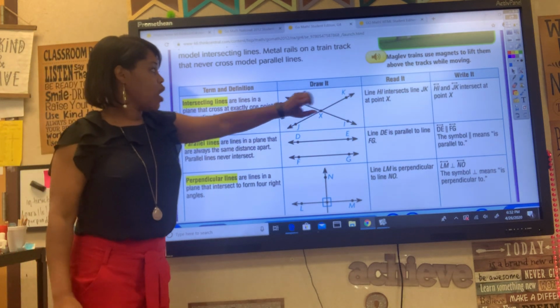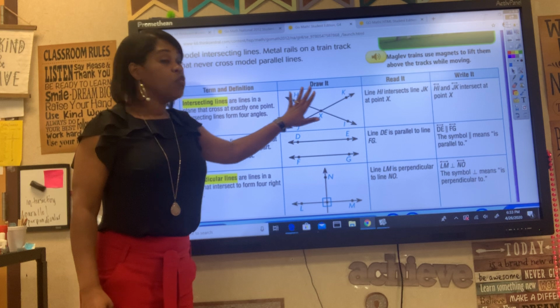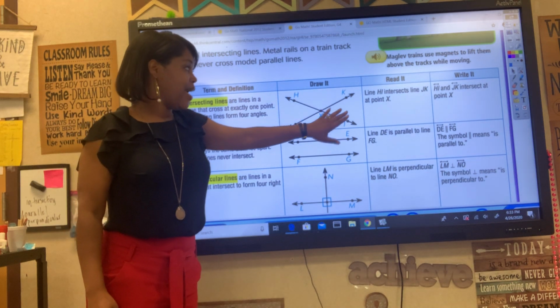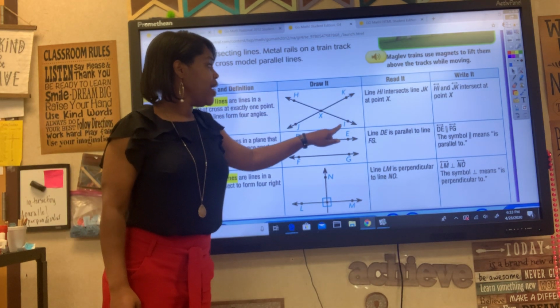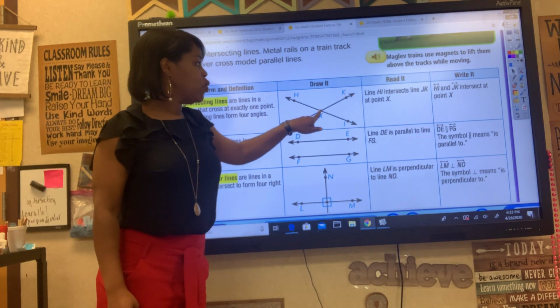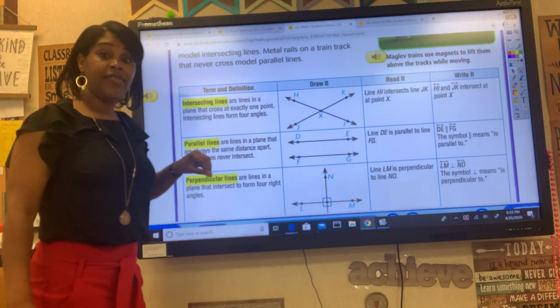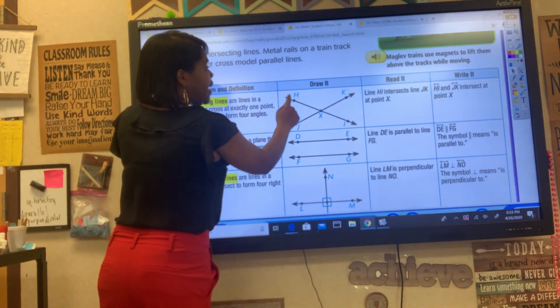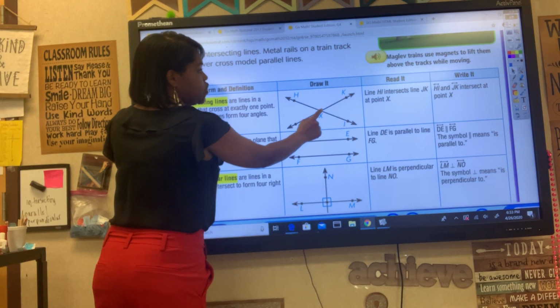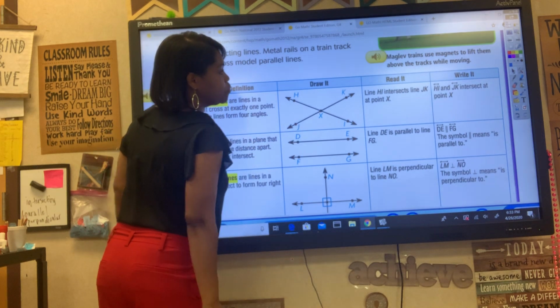You're going to learn how to draw it. We draw intersecting lines like this. We would read this as line HI intersects line JK at point X. This is the point where the lines are intersecting. I'll say that again. Line HI intersects line JK at point X right here.